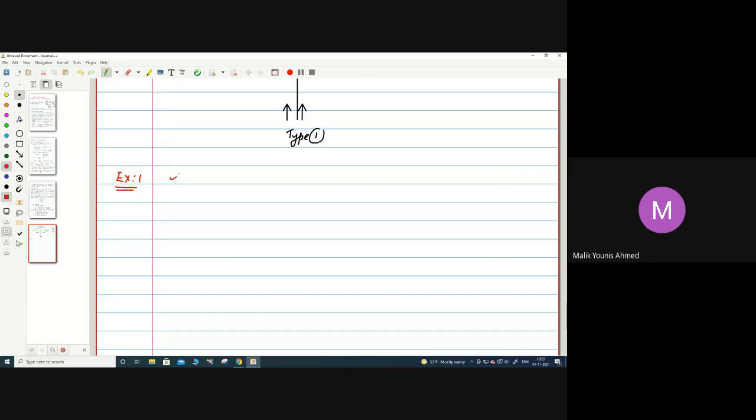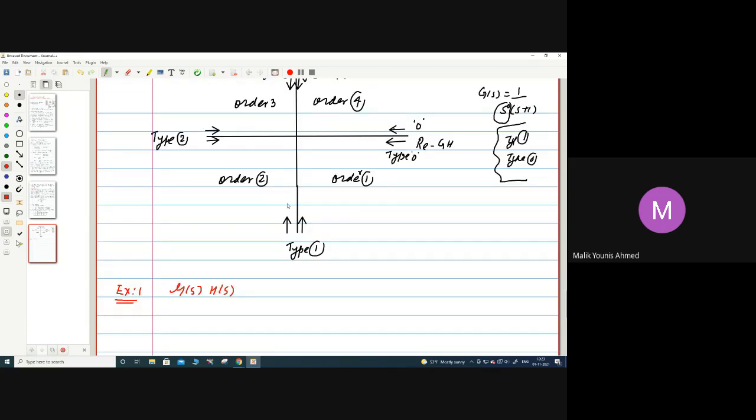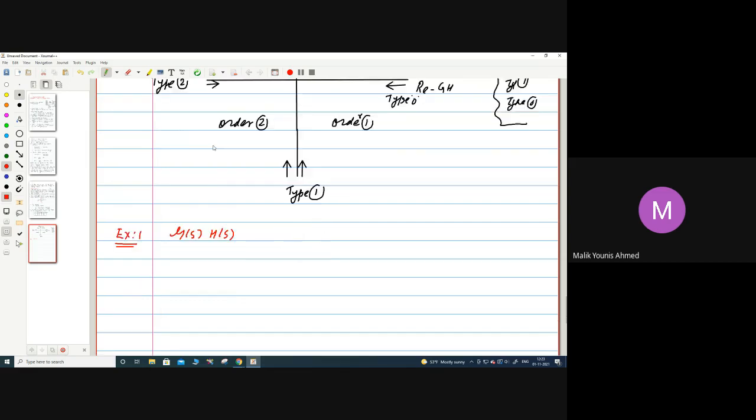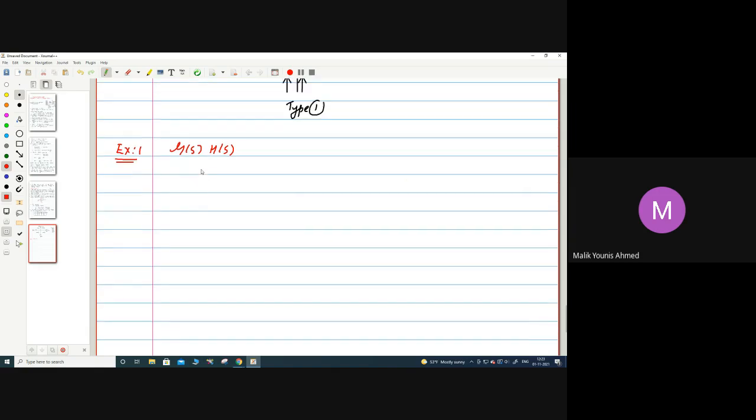Let us say an open loop transfer function G(s)H(s) is 1 divided by 1 plus sT. I want to validate my point about what I have drawn here. You don't need to remember it, but if somebody wants to be a bit faster, he can always know that type 0 will start from here, type 1 will start from there, and so on. Let us validate this point. This is the transfer function given to us, and you will be asked to draw the polar plot.